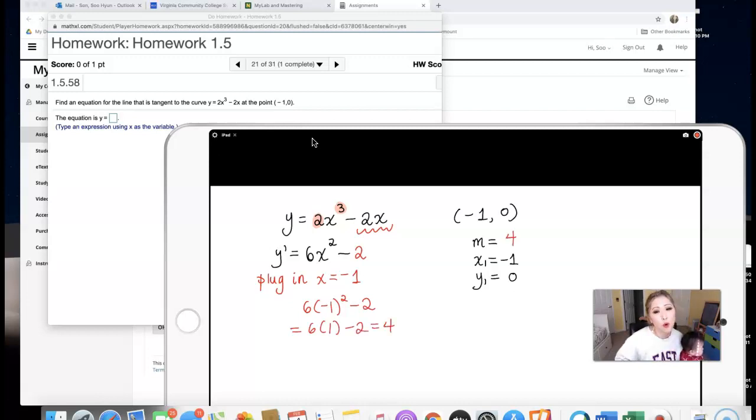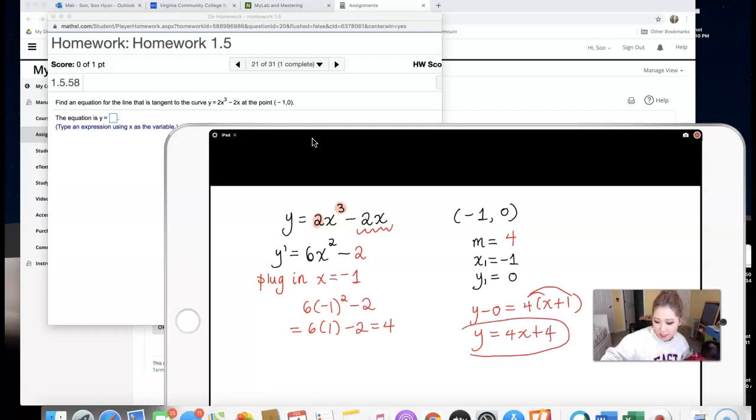I'm ready to do the point slope form. Y minus 0 equals, I'm going to have to take a break right after this one, 4 times x plus 1. And if I distribute the right side, I will get y equals 4x plus 4. So that is how you find the equation of the tangent line using the derivative.